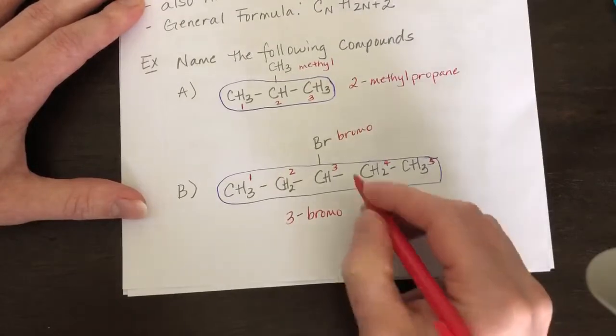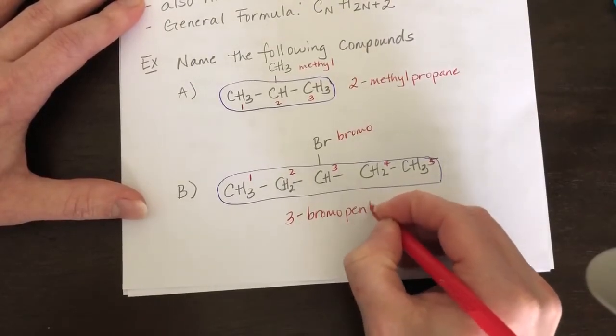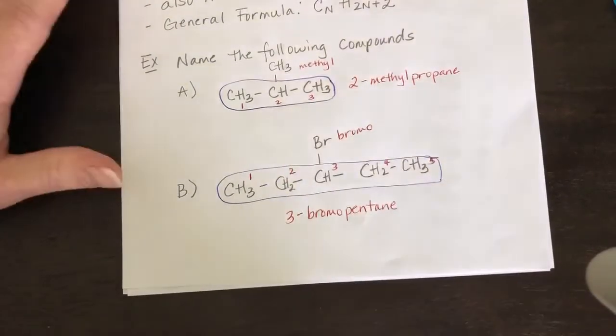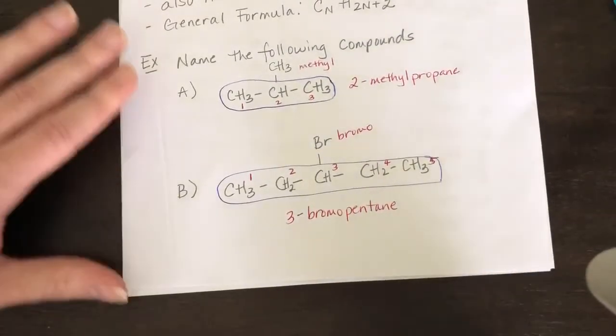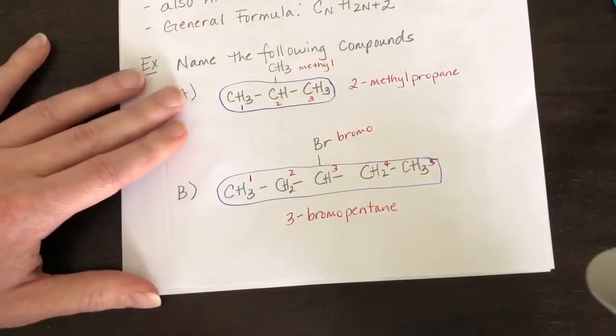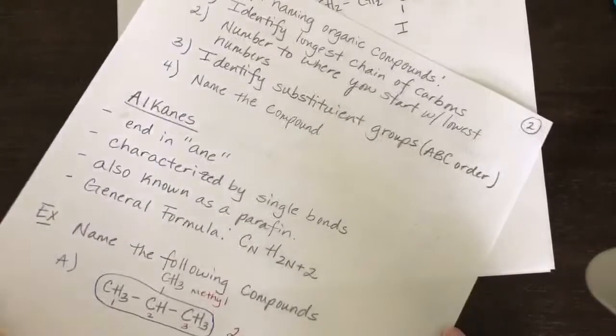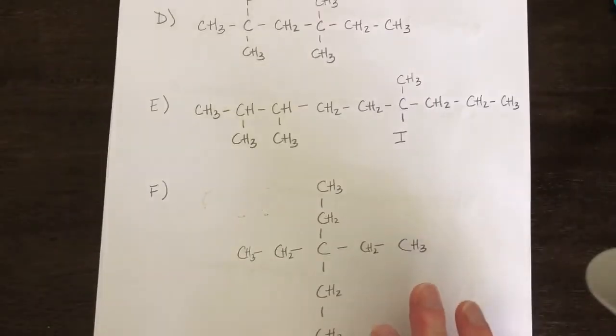and 5 carbons long is pentane, because the prefix for 5 is pent. Okay, now we're going to get into a little more complicated examples now. So hopefully they will make sense as we go through.